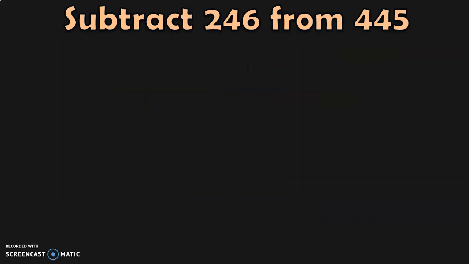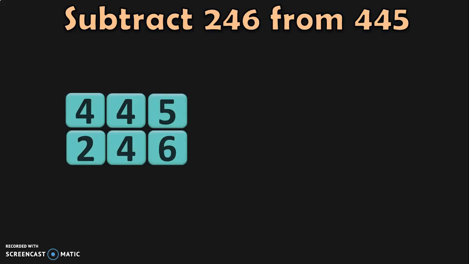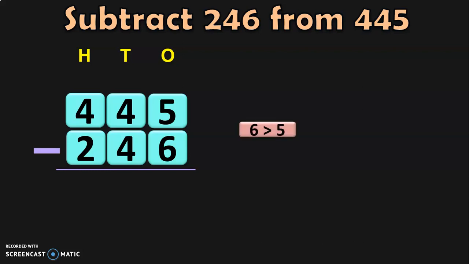Subtract 246 from 445. Write down the numbers one below the other because both of them are 3-digit numbers. Write down their place values and begin the subtraction from the ones place. 5 minus 6 in ones place cannot be done because we know that 6 is greater than 5. So we have to borrow from the tens place. In tens place you have 4 tens.